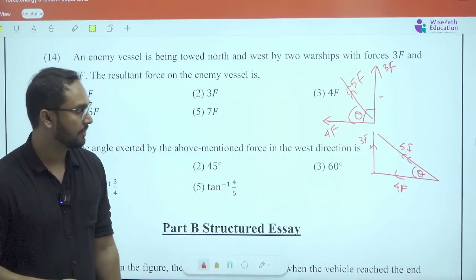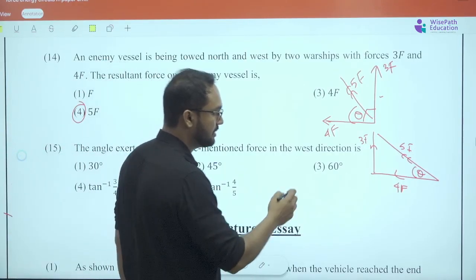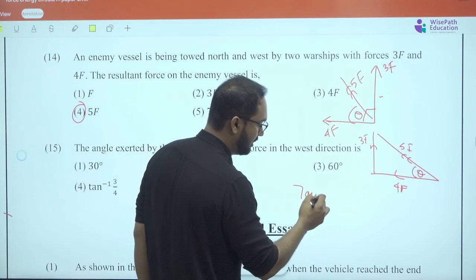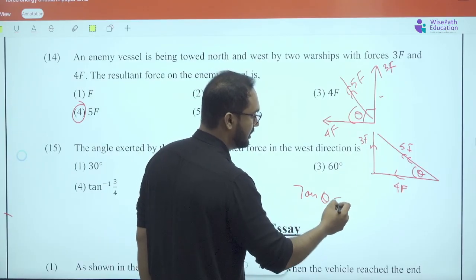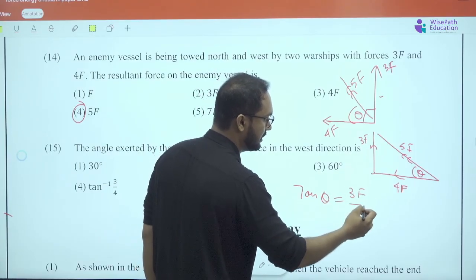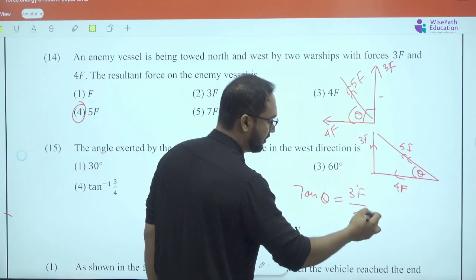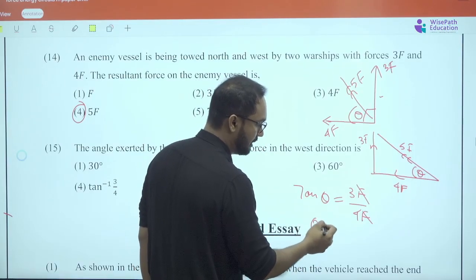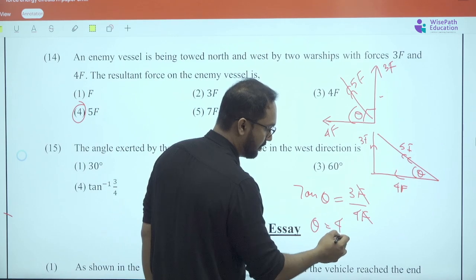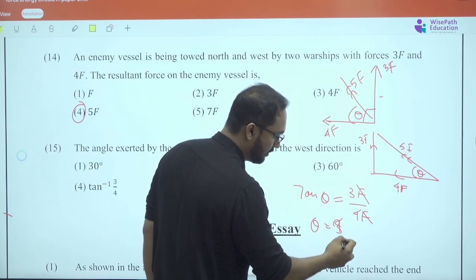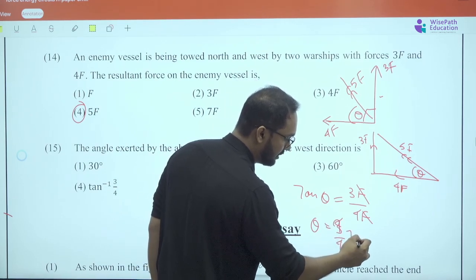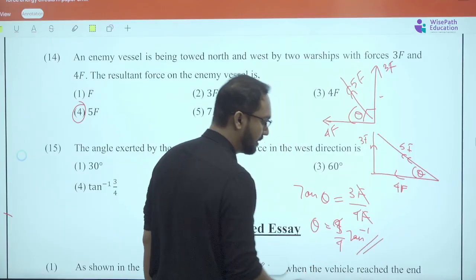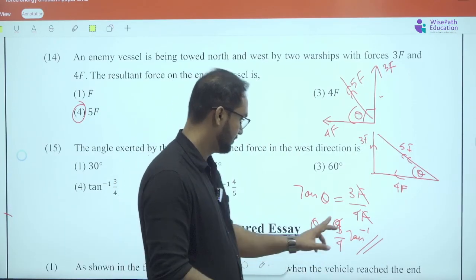So how do you find the theta? That is tan. Tan is what? Opposite over adjacent. 3F over 4F. So F and F cancel out. Tan theta equals 3 over 4. Theta equals tan inverse of 3 over 4.